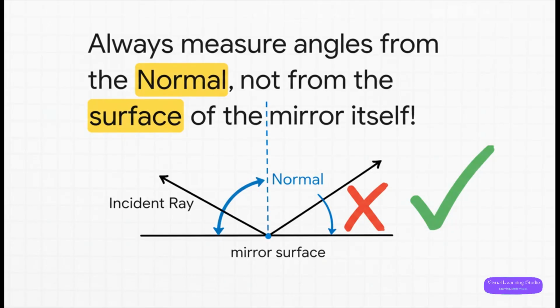Okay, now listen carefully because this is crucial. This is the number 1 mistake people make when they're learning this. You always, and I mean always, measure your angles from that imaginary normal line, never from the flat surface of the mirror itself. If you can just remember that one thing, you've basically mastered reflection.